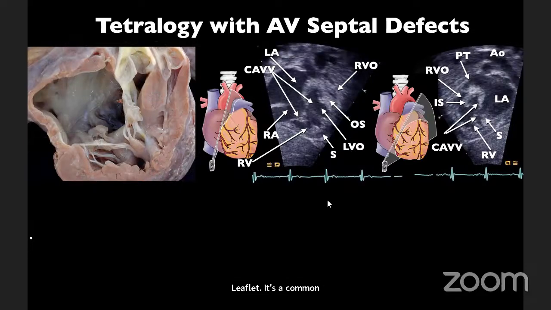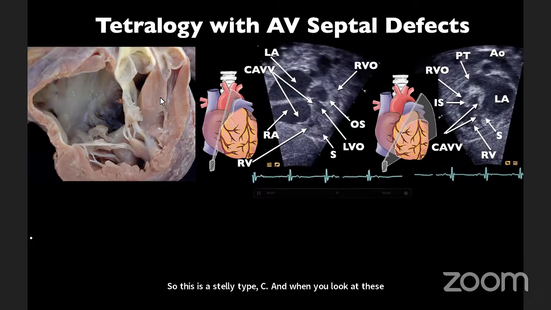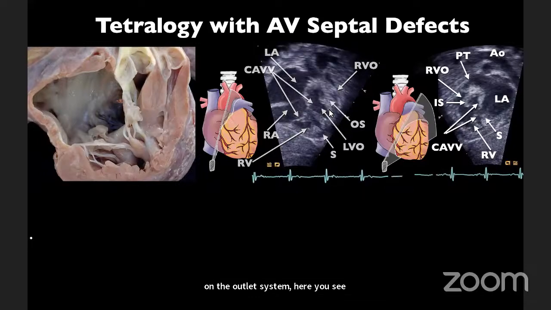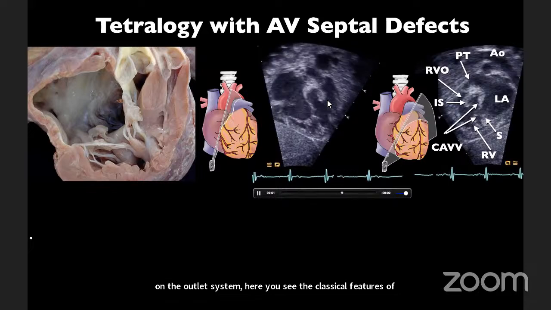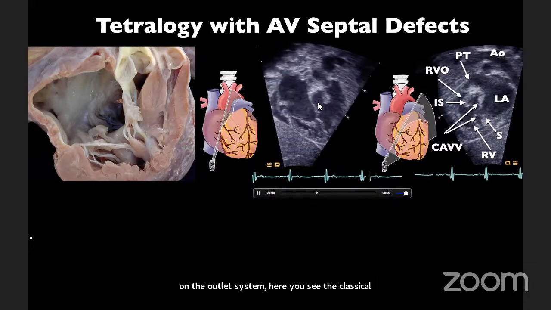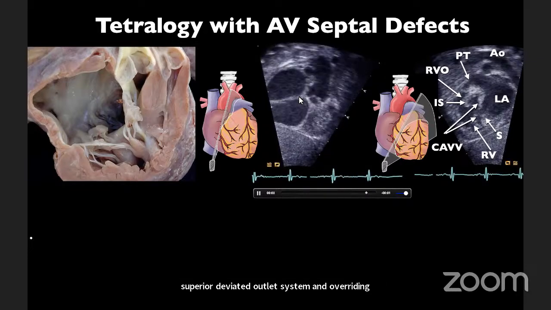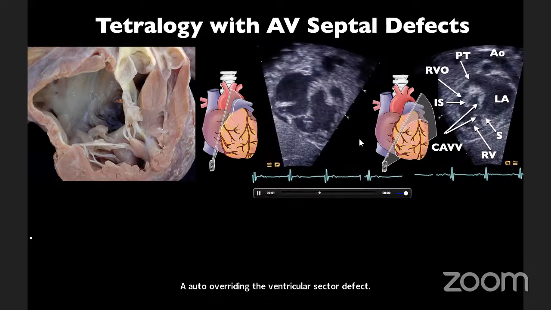And when you look at these two leaflets, and you focus on the outlet septum here, you see the classical features of tetralogy of Fallot, with the anterior superior deviated outlet septum and overriding aorta, overriding the ventricular septal defect. Here's the ostium primum ASD at the back, and this is the right component of the valve.